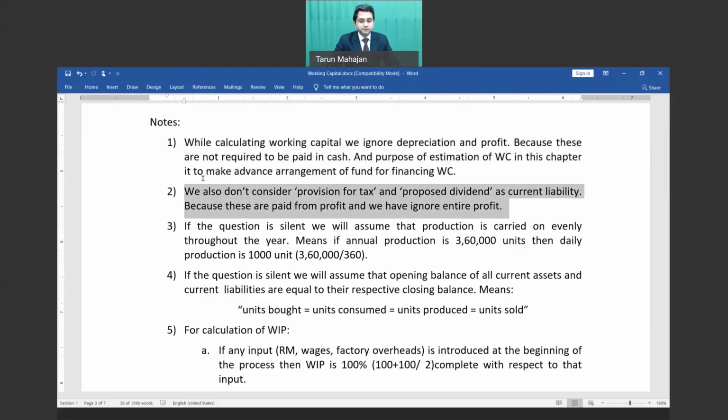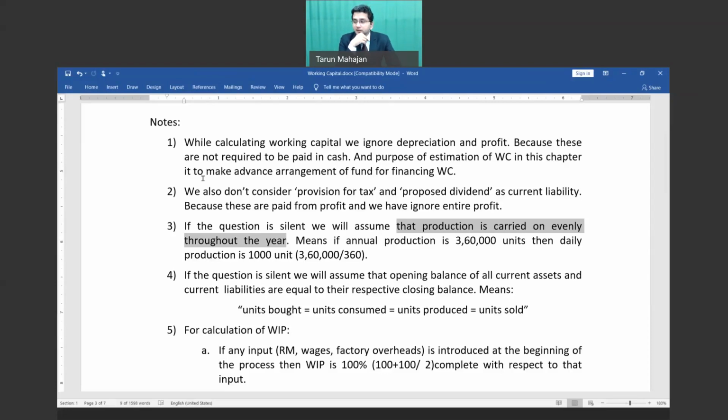Got it? Now, we have taken one inbuilt assumption. And that assumption is production is carried on evenly throughout the year. Production is carried on evenly, equally throughout the year. What does that mean? Production is carried on evenly throughout the year.